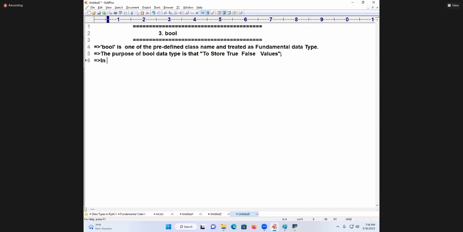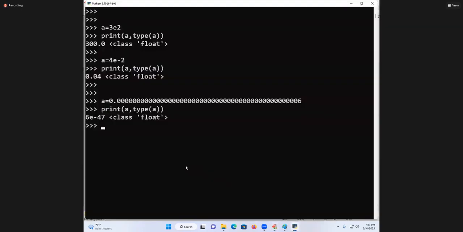Dear students, what is True in Python? In Python programming, listen carefully. In Python programming, True is called a keyword. True is called what? Keyword. True is called a keyword, and it is treated as a value of which data type? Bool data type. Treated as which data type? Bool data type. Understand?